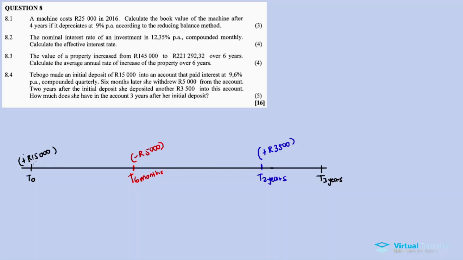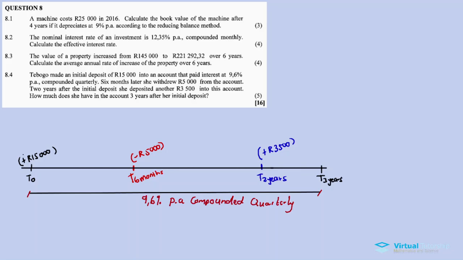So the 15,000 rand yohlala for a period of 3 years, and then le withdrawal le izoluza ama interest for this period, and then this 3,500 rand izo enama interest for this 1 year period, right? So this whole time, Lynn, this whole 3 year period time, sibene interest rate a constant of 9.6 per annum compounded quarterly.